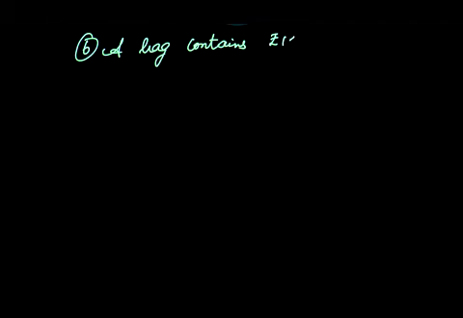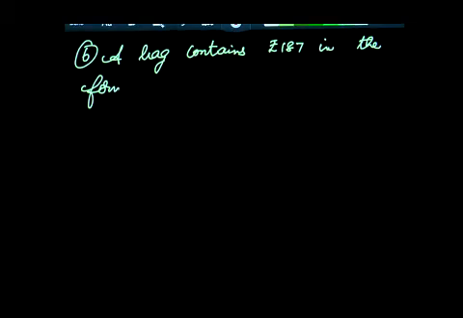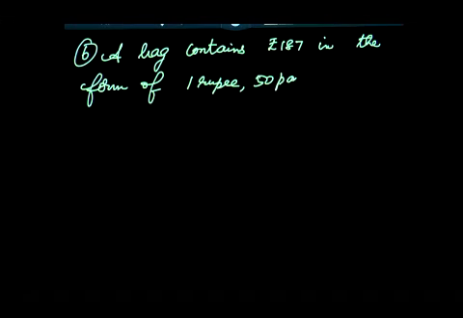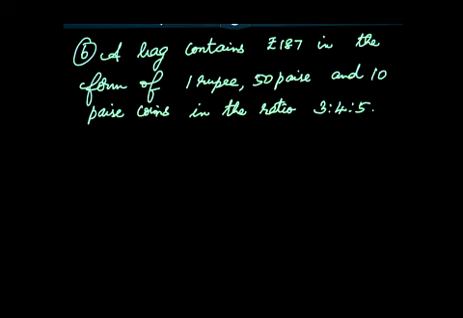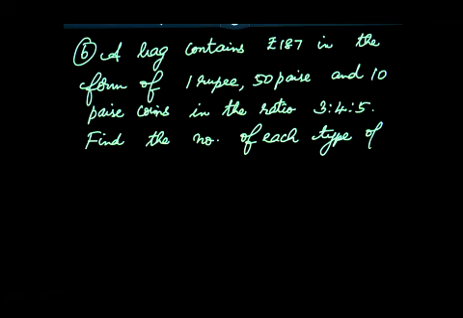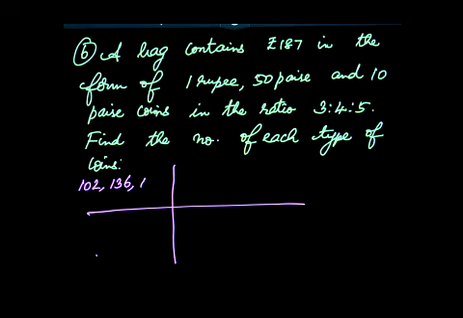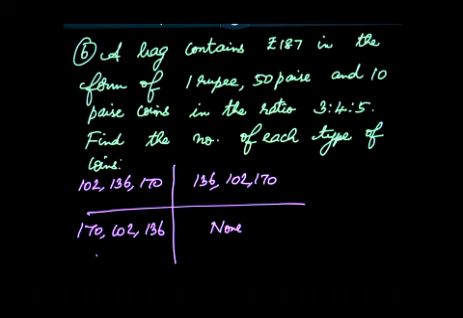Sixth sum. A bag contains rupees 187 in the form of 1 rupee, 50 paise and 10 paise coins in the ratio 3:4:5. We have to find the number of coins in each denomination. So we have to go for the options. First option 102, 136, 170; 136, 102, 170; 170, 102, 136; none of these.